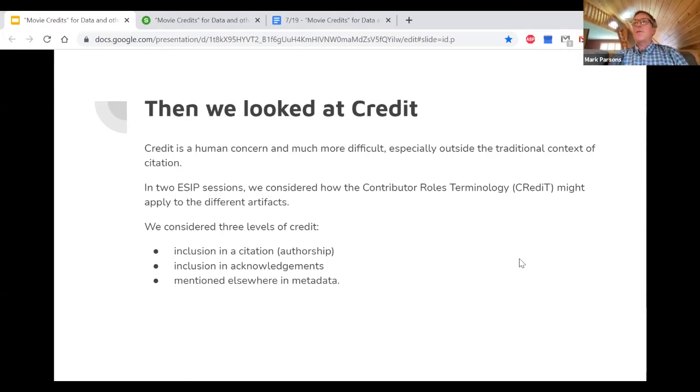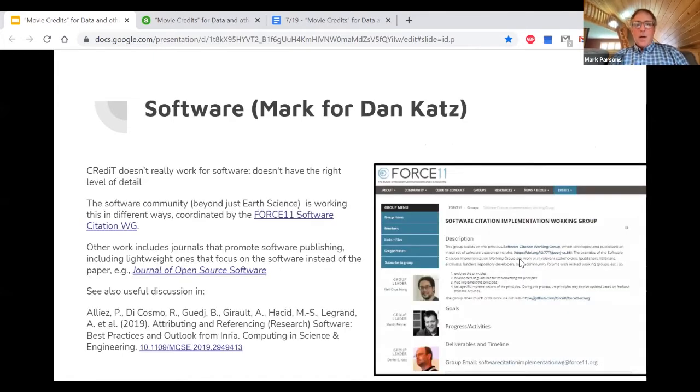But before we do that, I just want to give you an update on where we are in looking at assigning credit for different artifacts. So now the next slide. And so this really should be presented by Dan Katz, but he's leading another session in ESIP right now, so I will do my best.